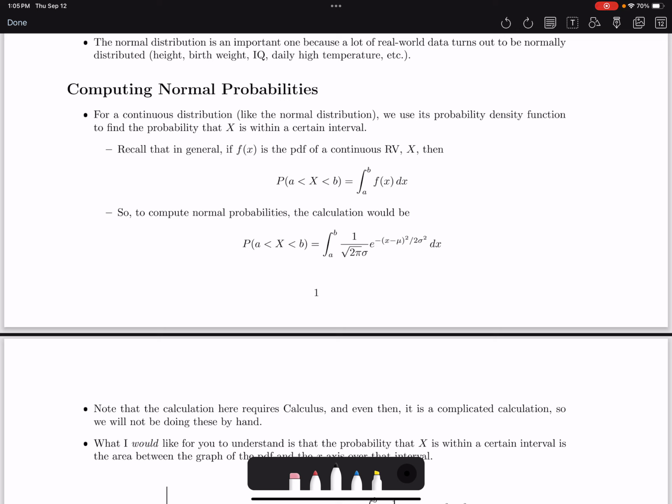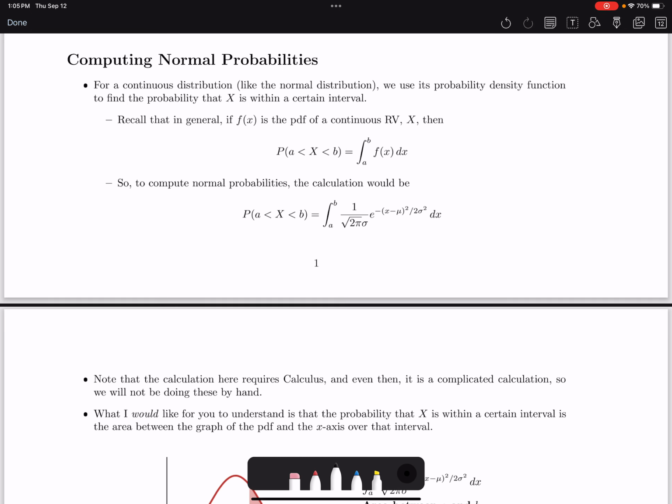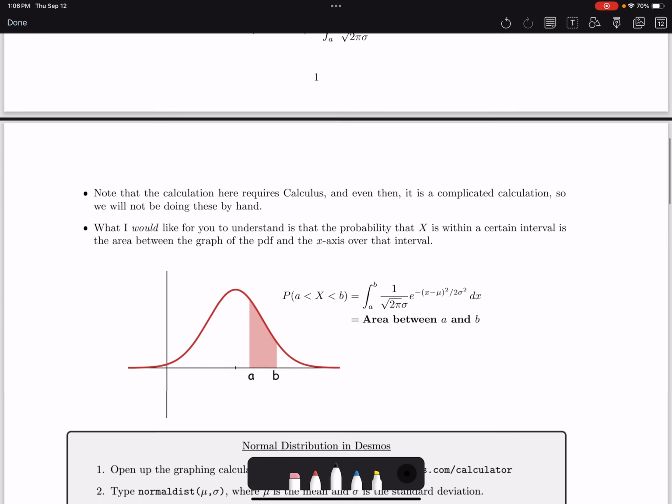But just for your information, for you calculus nerds out there, we would replace f of x with the PDF of a normal distribution, and this is the probability that we would have to compute if we wanted to do this by hand. Note that for those of you who have had calculus, even with calculus, this would be a pain, right? So even if you know calculus, that computation is not easy. So we're not going to be doing it by hand.